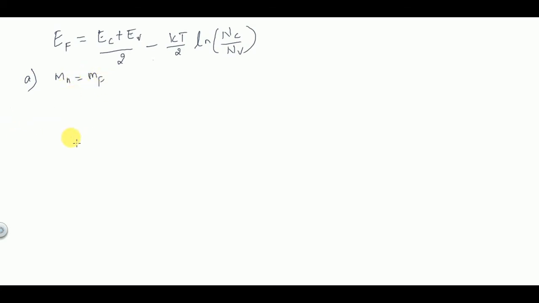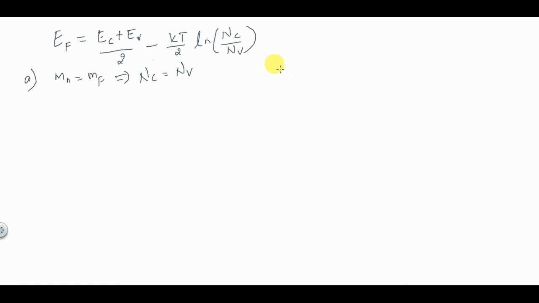So now we have seen the Fermi energy level in the case of intrinsic semiconductor is (Ec plus Ev) by 2 minus (kT by 2) natural logarithm of Nc by Nv. Okay, so this is the generalized formula. So now we'll take some special cases. When mn is equal to mp, that is effective mass of electron is equal to effective mass of hole, then what will happen? Nc becomes equal to Nv. Okay, so this we have seen in the previous video.